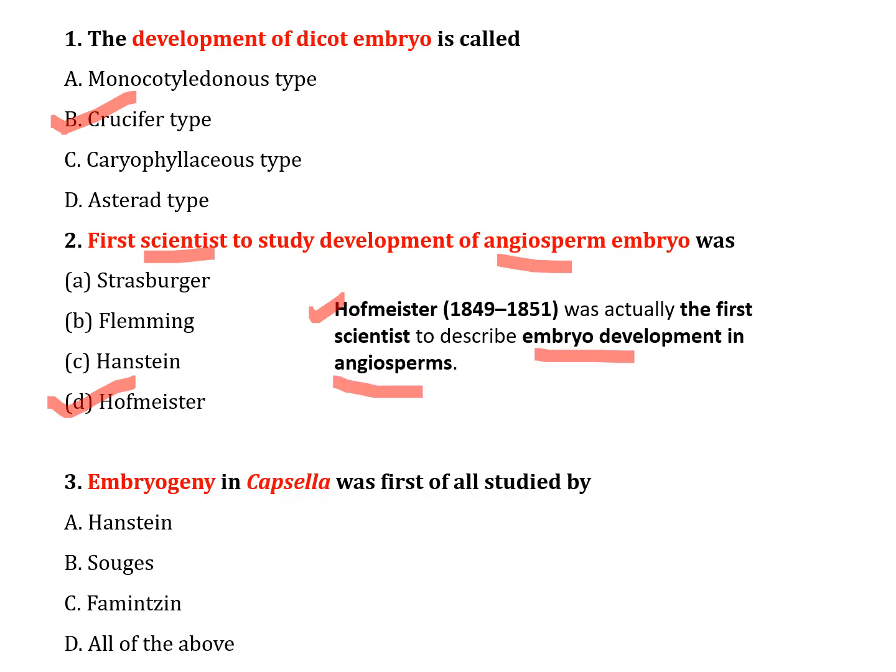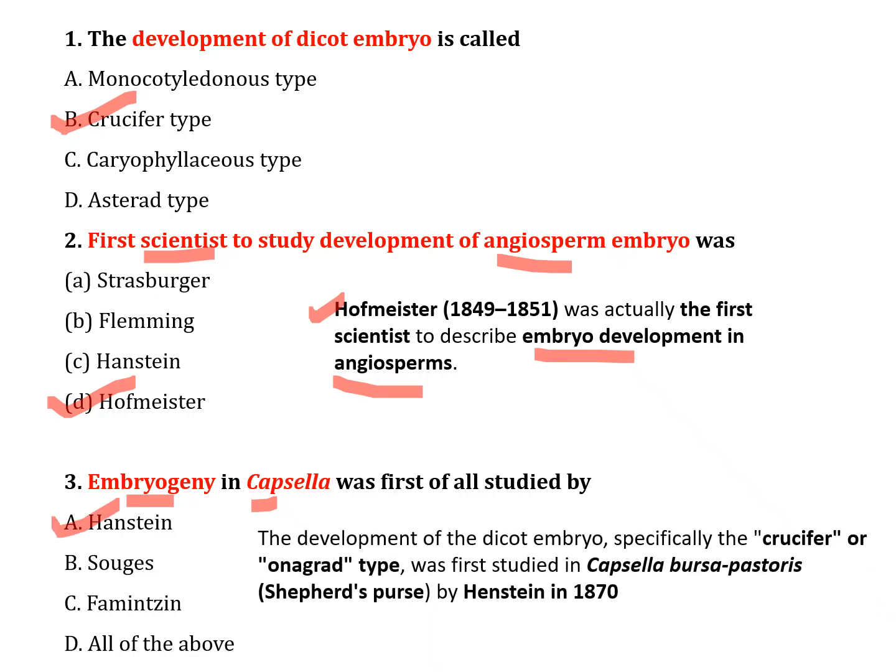The next question number 3. Embryogeny in Capsella was first of all studied by option A Hanstein, option B Sauges, option C Hamilton, option D All of the above. Correct answer is option A Hanstein. The development of a dicot embryo, specifically the crucifer type or onagrad type, was first studied in Capsella bursa-pastoris or Shepherd's Purse by Hanstein in 1870.